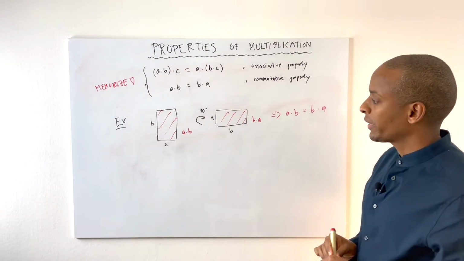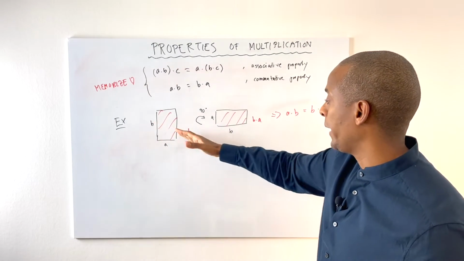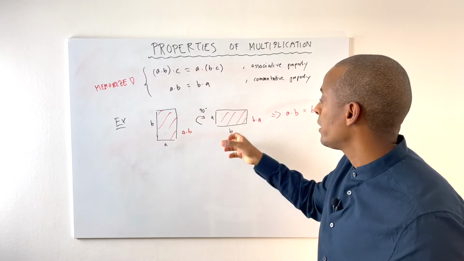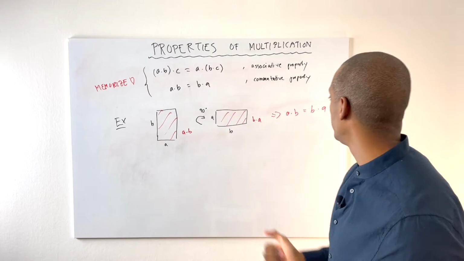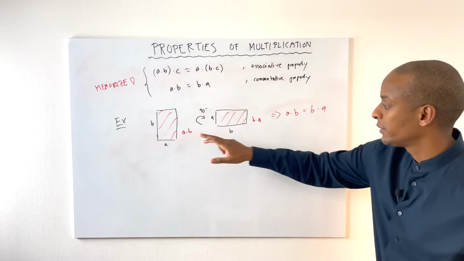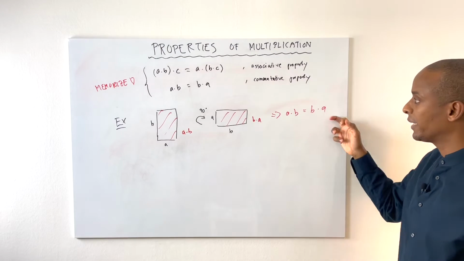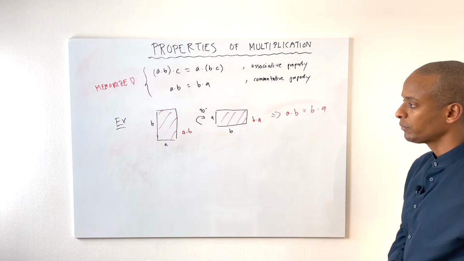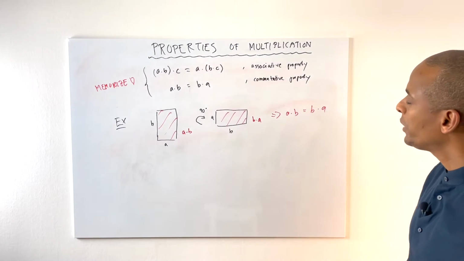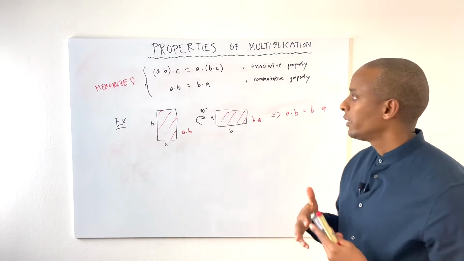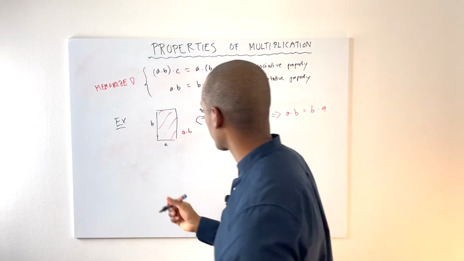We just took a rectangle, we calculated the area. If we rotate that rectangle, the area will remain the same. So we have therefore that A times B should be equal to B times A. And that's the commutative property. Okay? So why do we care about this? Let's do an example to see again why these properties are useful.